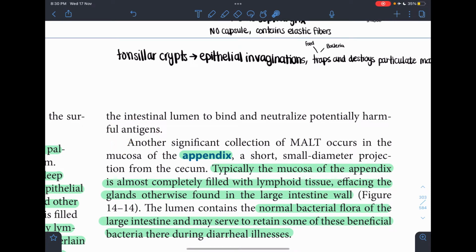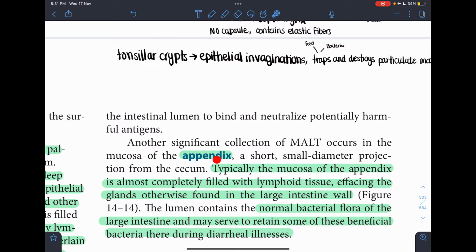Another significant collection of MALT occurs in the mucosa of the appendix. So we talked now about two MALT aggregates. First the tonsils, and we also talked about the Peyer patches. Now we will talk about the appendix. So the appendix is a short, small diameter projection from the cecum. We talked about it in the GI tract, if you remember.